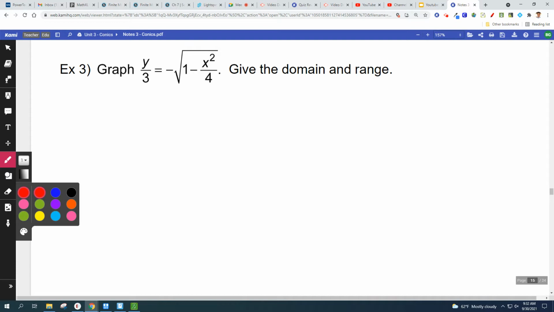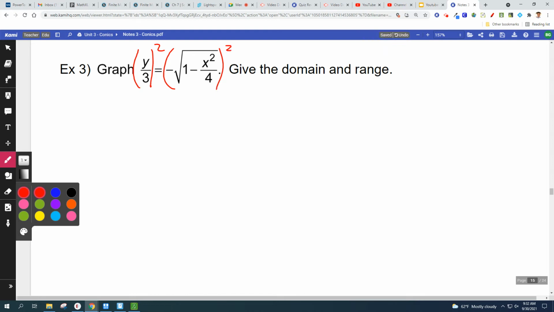But anyway, I really would like for this one to look more like my standard form. And that square root is kind of giving me fits. So probably what I would do in this case, I want to get rid of the square root. I can do that if I square both sides.